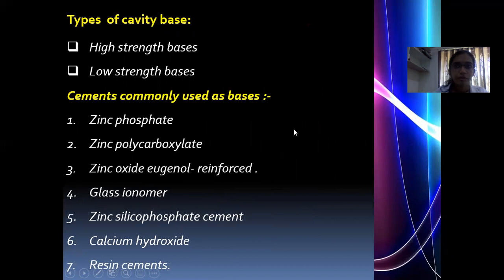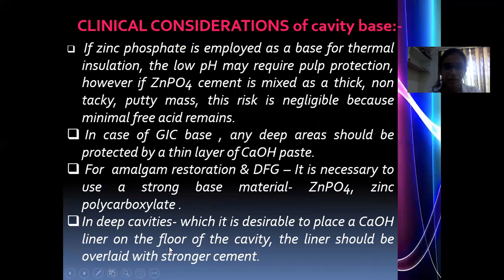Coming to bases, there are two types of bases. One is high strength bases and the other is low strength bases. The cements which are commonly used as bases are zinc phosphate, zinc polycarboxylate, zinc oxide eugenol, glass ionomer, zinc silicophosphate, calcium hydroxide, and resin cement.